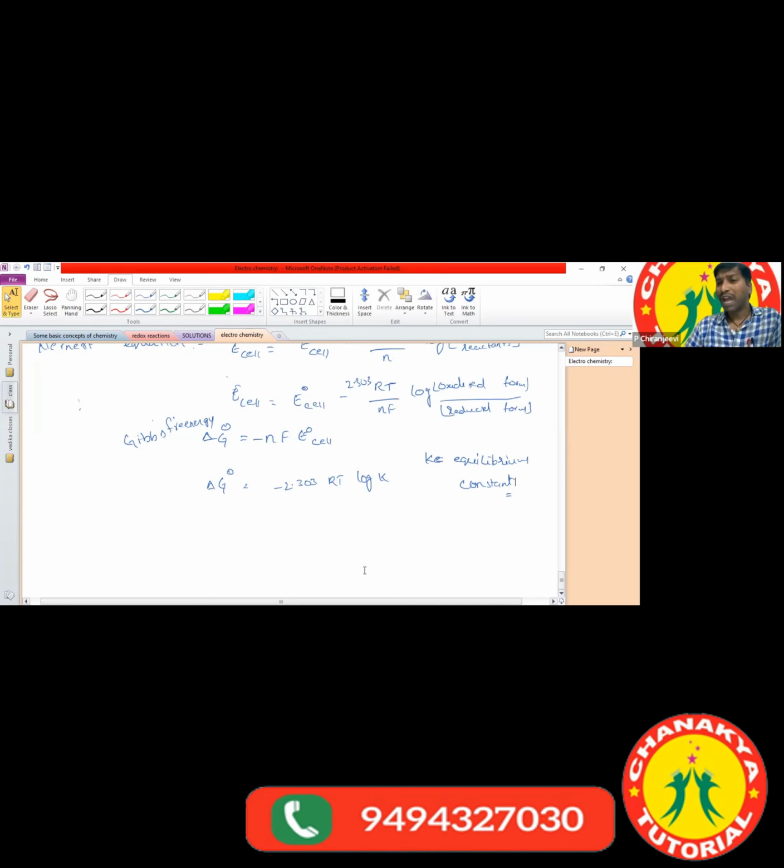Based on that, we have two types of batteries: primary batteries and secondary batteries. Which ones are primary batteries? An example of a primary battery is the Leclanche cell.